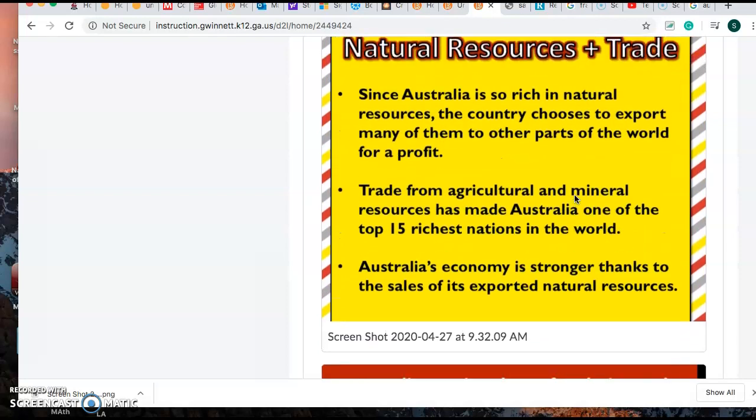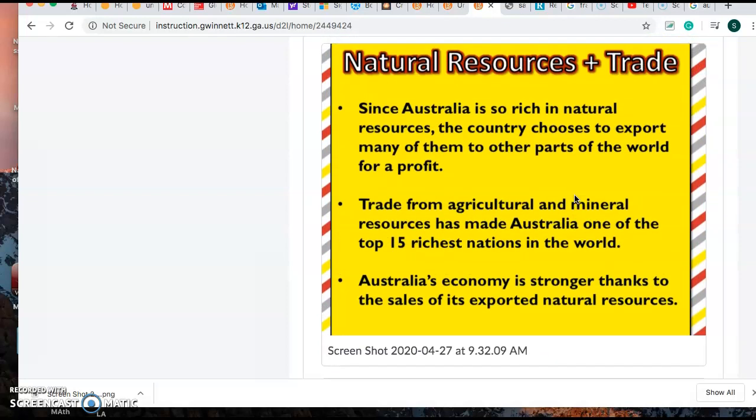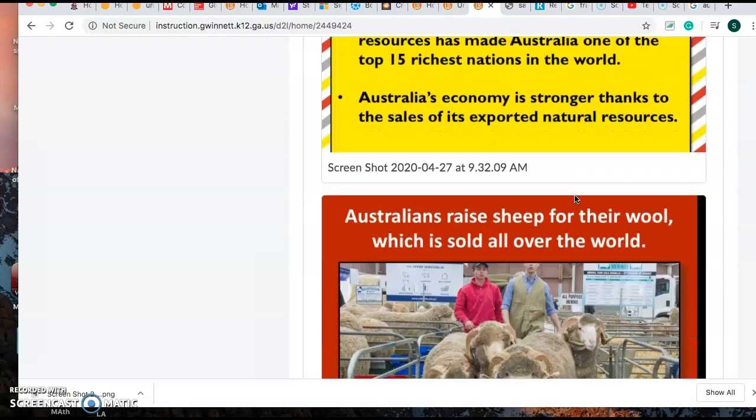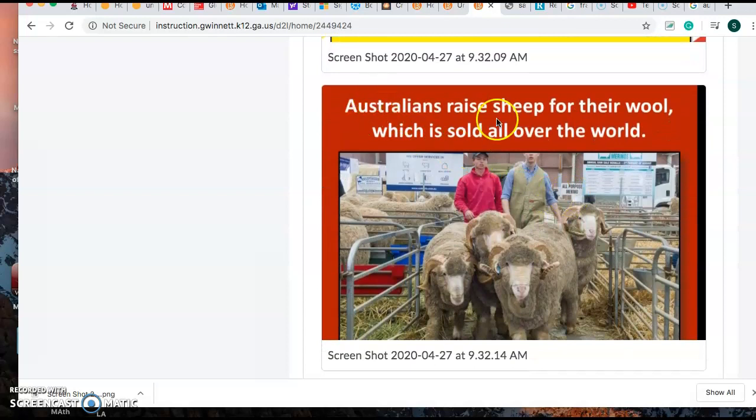They are able to make all of this money because they are selling these natural resources, and they have so much of them that they couldn't just use it as a country. They have too much of it. So why not sell it and make money off of it? Australians even raise sheep for their wool, meaning they're not just killing the sheep to eat. They're actually shearing the sheep, getting the wool off of the sheep, and then they're selling that wool to make clothing.